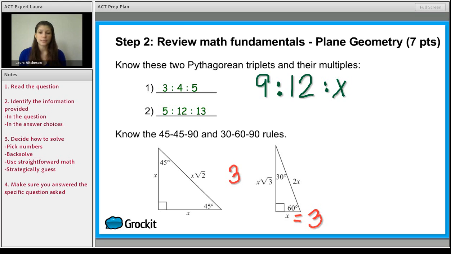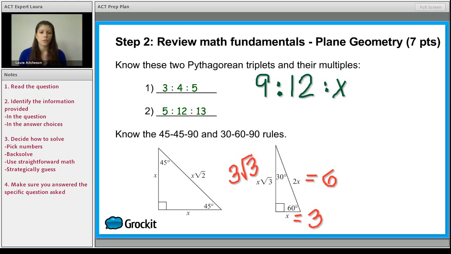The side across from 60 would be 3 root 3, and the side across from 90 degrees would be 6. So you didn't have enough information for the Pythagorean theorem because you only knew x equals 3, but you actually have enough information for everything else.